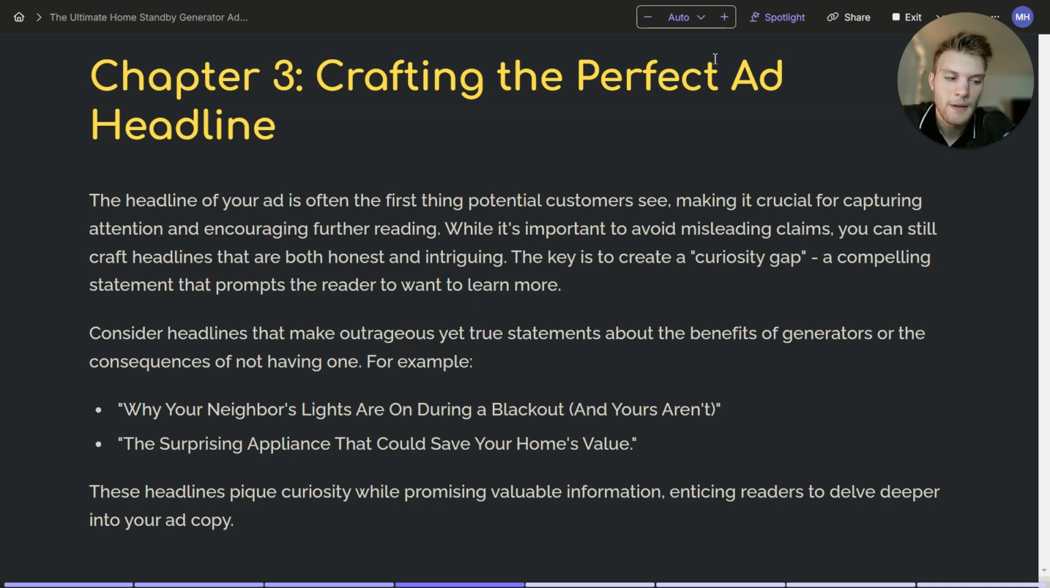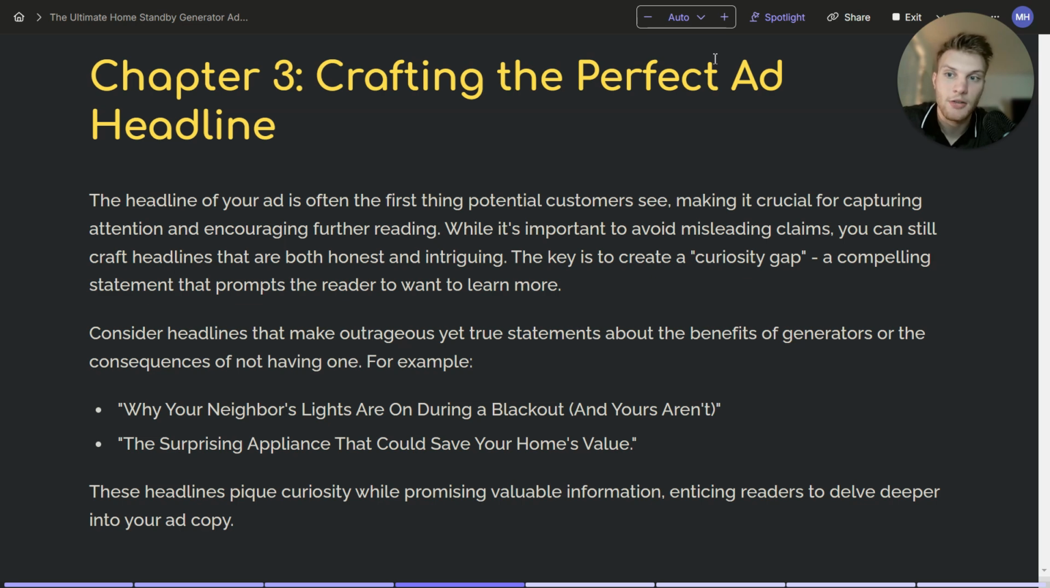If you're doing a best value angle, you could do the one thing no one talks about during a power outage, right? Just something that lines up with the ad copy that you're running and the rest of the messaging in the ad, but also creates a curiosity gap. And again, a curiosity gap is basically like, you paint some sort of scenario with limited information in their head, like how they save thousands, or what most generator installers won't tell you, and then there's a question in their head like, well, what won't they tell me, or how did they save thousands, and they want to find out the rest, so they're going to be way more inclined to click on that and read the rest of it, right? So these headlines pique curiosity while promising valuable information, enticing readers to delve deeper into your ad copy.